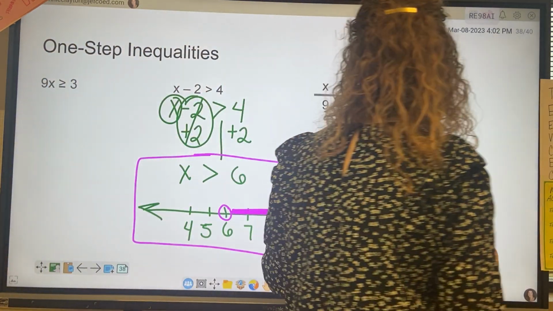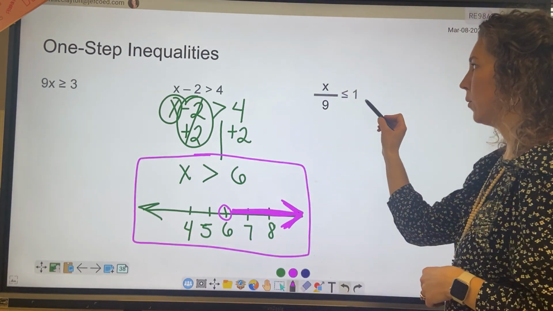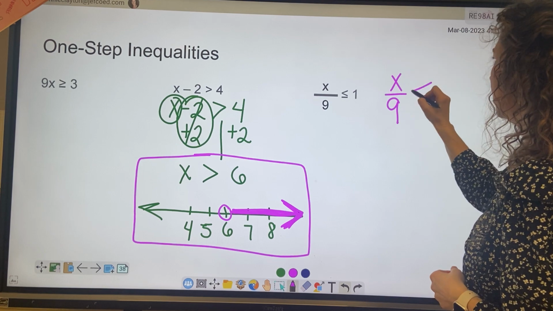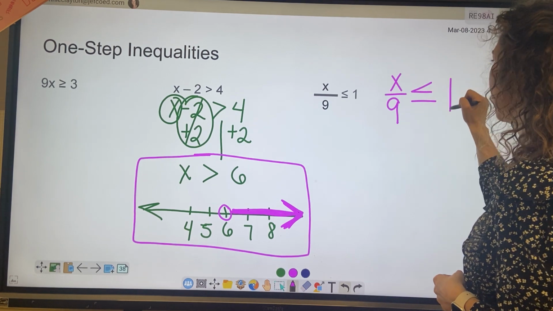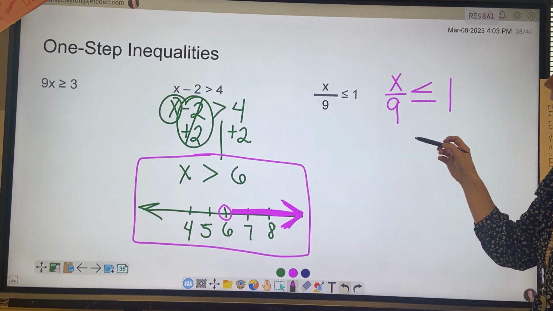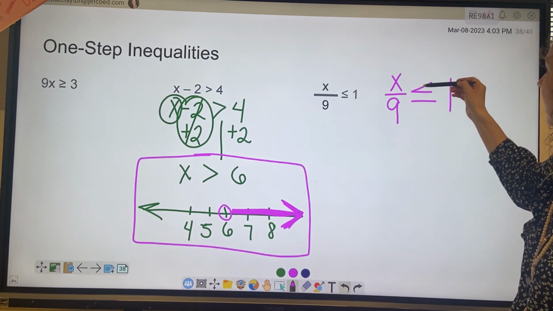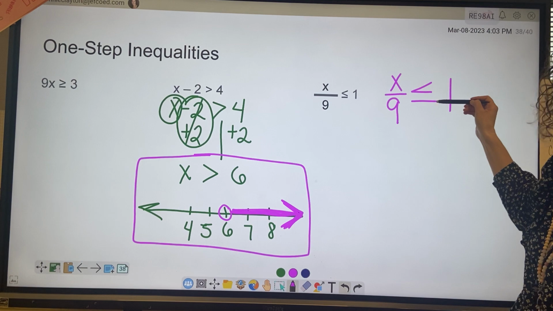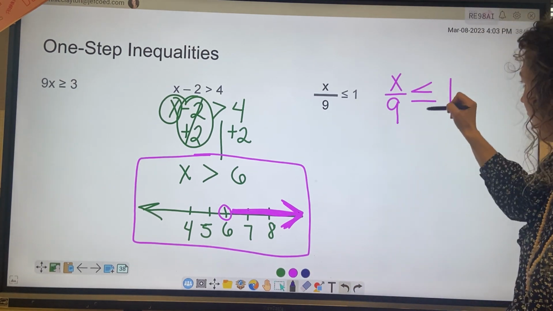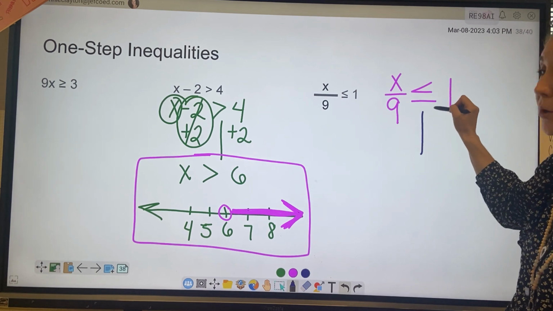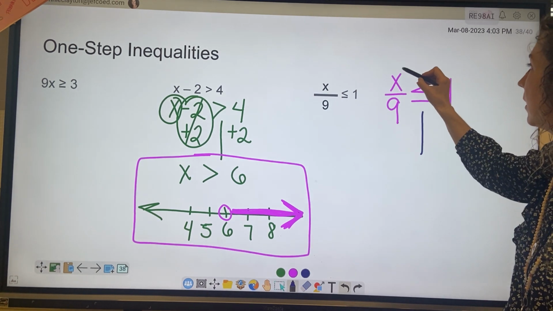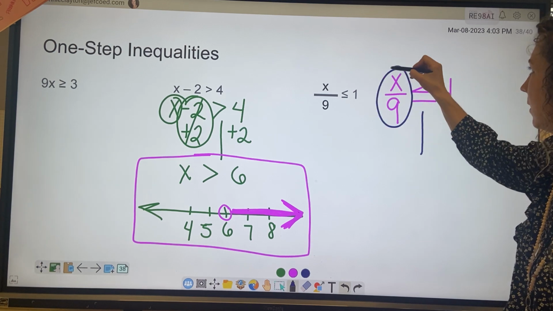X over 9 is less than or equal to 1. So let's write that down. I think I said greater than, but that's the less than symbol. It's pointing to the left. Notice this one says less than or equal to. Okay, let's solve it. Draw your line under your less than or equal to sign. Now, circle your variable. I'm gonna circle the whole thing.